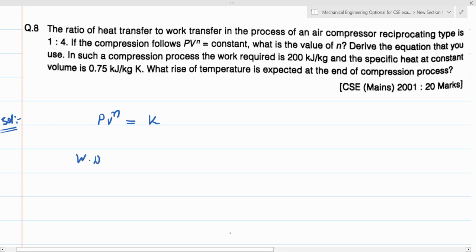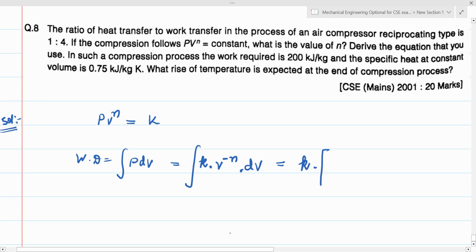Now work done is equals to integration of PdV, that comes out to be k multiplied by V to the power minus n into dV, whole integration is equals to k into V to the power minus n plus 1 divided by minus n plus 1, integrated from V1 to V2.